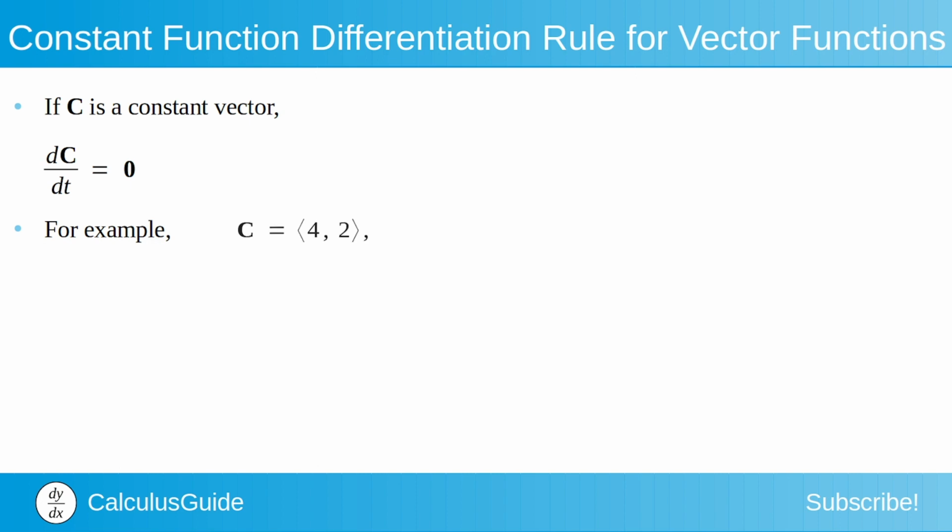For example, if c is equal to left angle bracket 4, 2, right angle bracket, then the derivative of c with respect to t is equal to the zero vector. The zero vector has each of its components equal to 0.